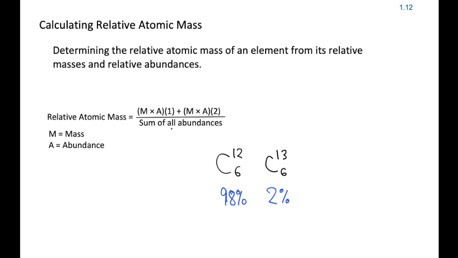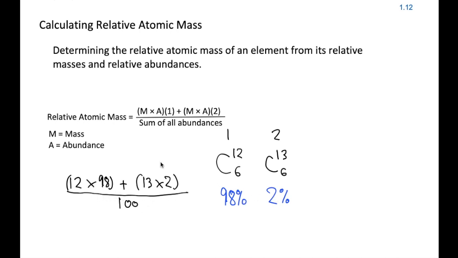So the way we would do this calculation is we would look at this first isotope and multiply its mass number by its abundance. And then we do the same with the other isotope. And then what we would do is divide this by the sum of all abundances. So we're basically adding up 98 and 2, which is obviously 100. If we're using percentages, this number is always going to be 100.